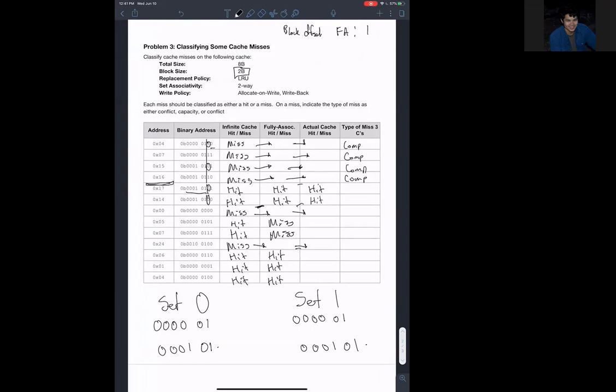Now we have the address 0000. So we see the set index. We look at set 0, and we actually don't see that tag. So now that we're using the least recently used policy, this is a miss, which element should get evicted?